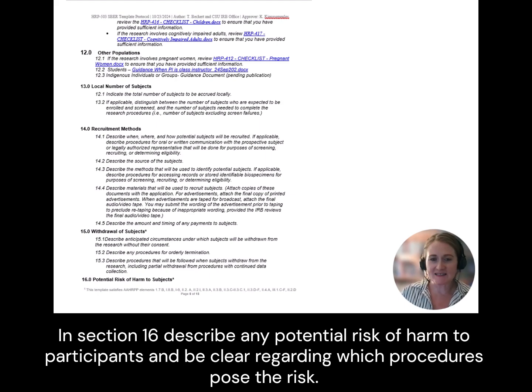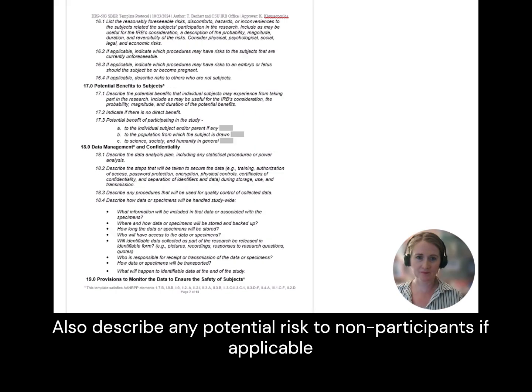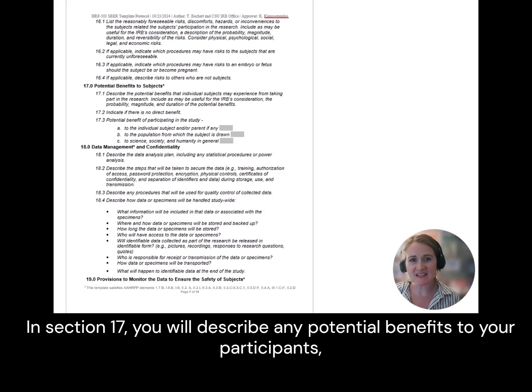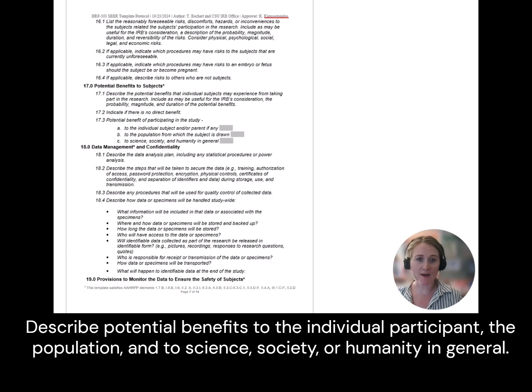In section 16, describe any potential risk of harm to participants and be clear with regard to which procedures pose that risk. Also describe any potential risk to non-participants, if applicable. In section 17, describe any potential benefits to your participants, along with the probability, magnitude, and duration of those benefits. Describe potential benefits to the individual participant, the population, and to science, society, or humanity in general.